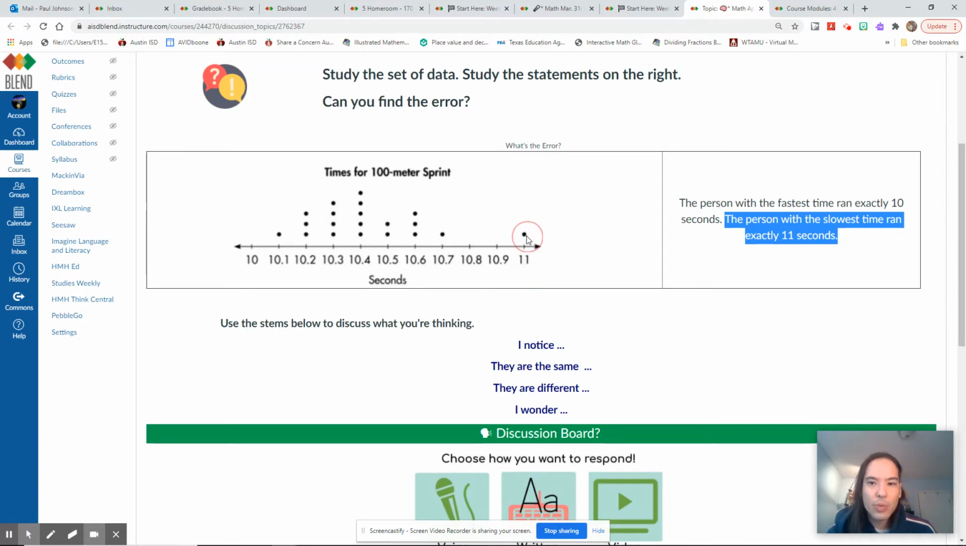And there is, in fact, one person who finished the 100-meter sprint in 11 seconds. So the person with the slowest time ran exactly 11 seconds. I do agree with that statement.